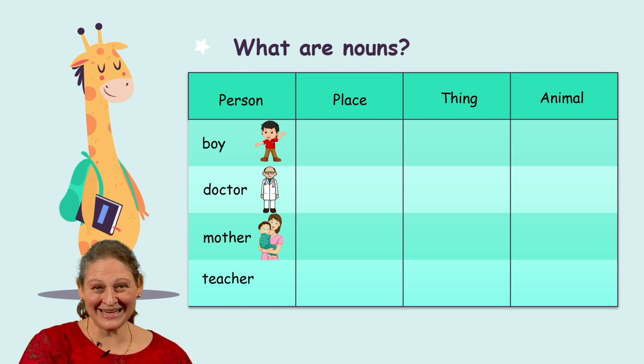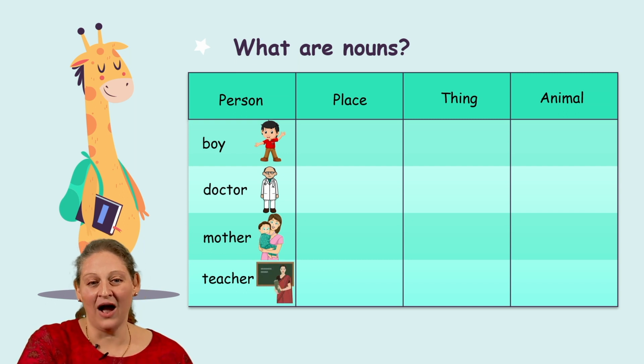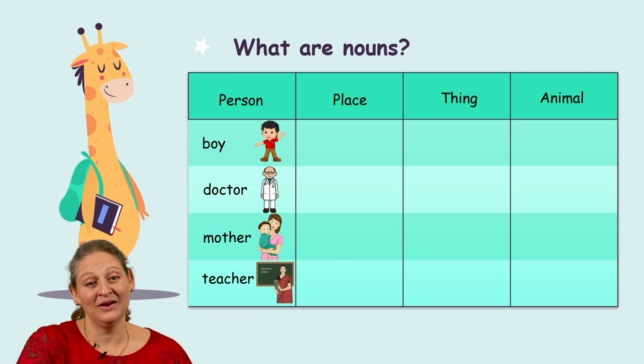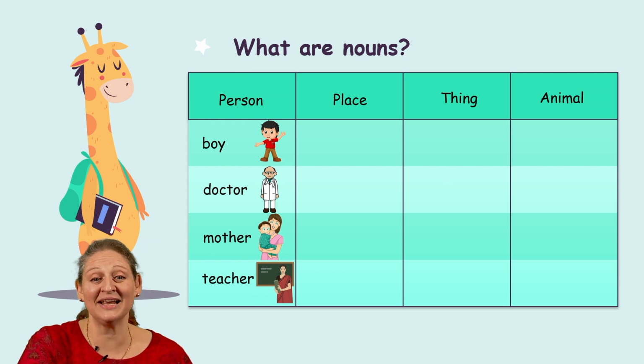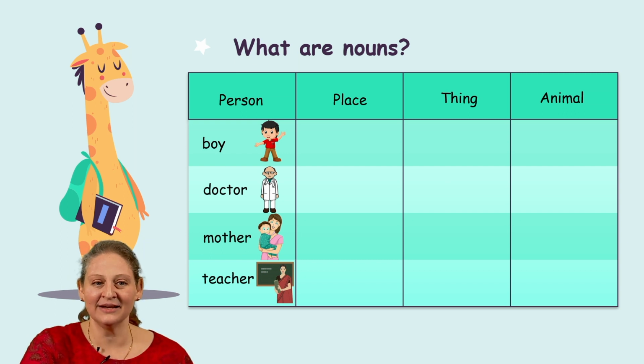Teacher. I'm a teacher, yes? I'm a person. A teacher is a person. Again, look, person means like boy, doctor, mother, teacher. So nouns can be a person. Nouns are naming words. Did you see that? See, boy names something. Doctor, mother, teacher. Nouns are naming words. They can name a person. A noun can name a person.